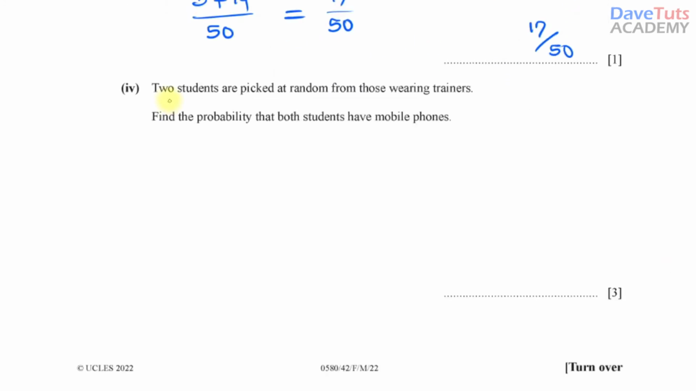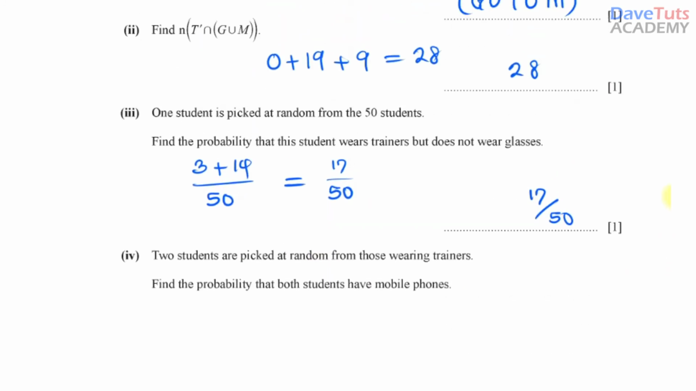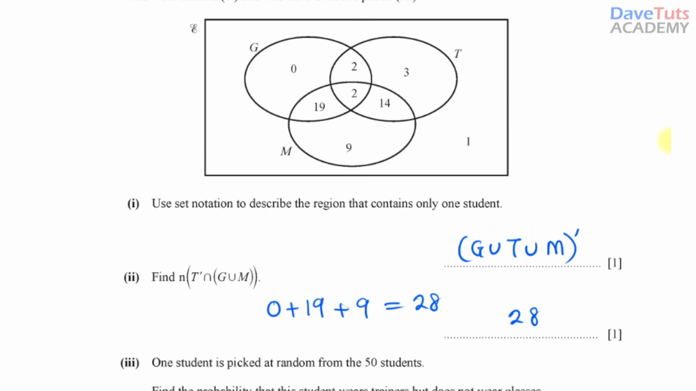Okay. Here we have that 2 students are picked at random from those wearing trainers. Originally they are wearing trainers, so they are being picked from those wearing trainers. We have to find the probability that both students have mobile phones. So if you look at our Venn diagram again, we are going to see, okay, where are those that are having trainers? If we want to identify that, we have this as trainers.